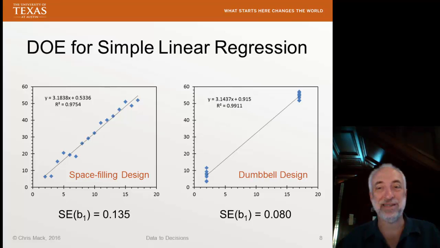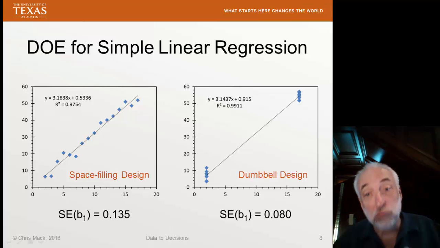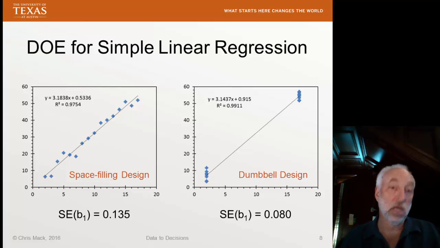Now, what can't we see from the dumbbell design? Well, we can't see if our model is a good one or not. I have no information as to whether or not the true behavior of the data looks like an exponential growth, or it's leveling off at the top, or it's going through some more complicated shape or behavior. I can't see that. I have to trust my assumption that a linear model is a good one. Whereas the space-filling design helps me explore the possibility of other alternate models.